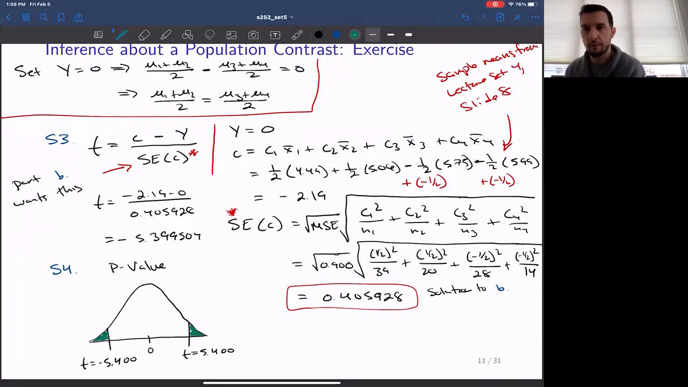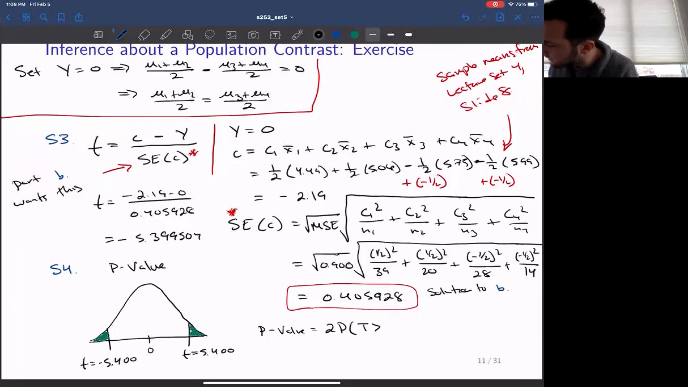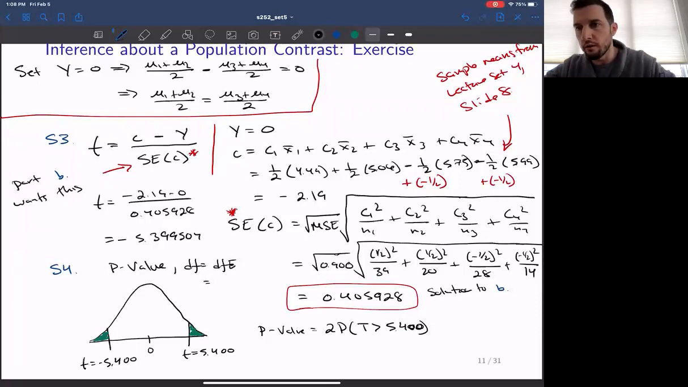All right, so our p-value is going to be the area in each tail. So our p-value is equal to 2 times the probability that t exceeds 5.400. The degrees of freedom for our p-value is equal to DFE from the ANOVA table. So this is the only real switch that when we're building a confidence interval or conducting a hypothesis test about a contrast, we use the degree of freedom error from the ANOVA table.